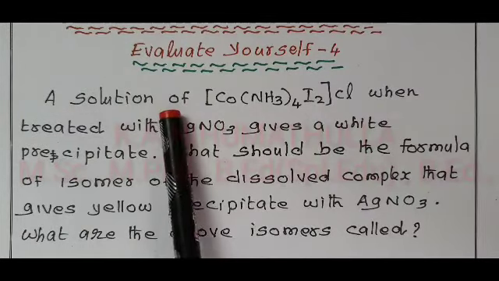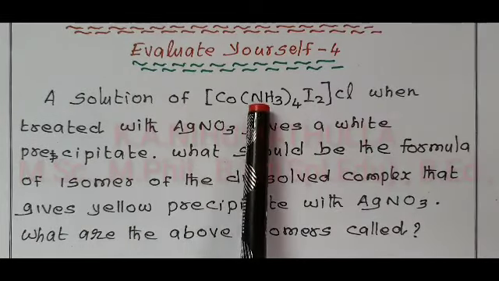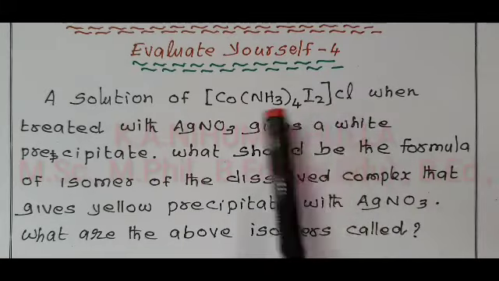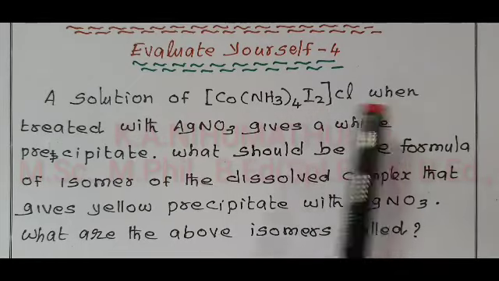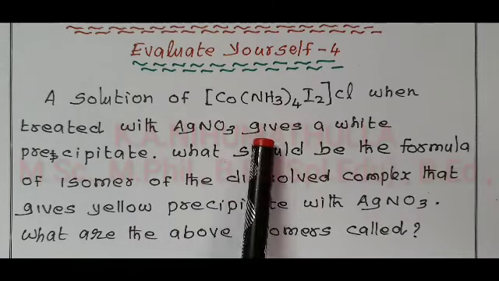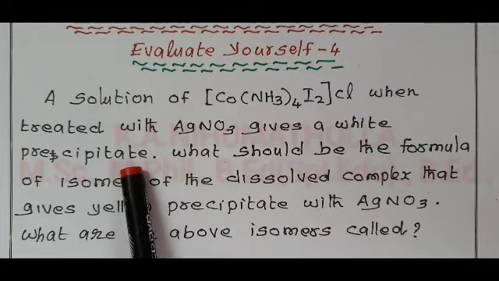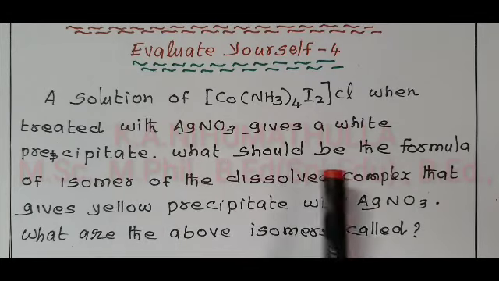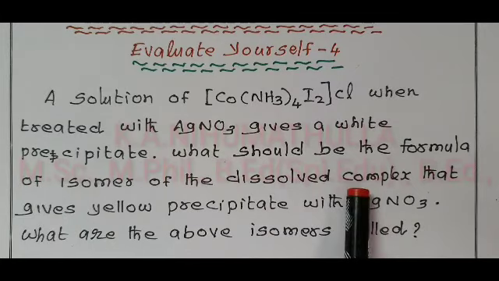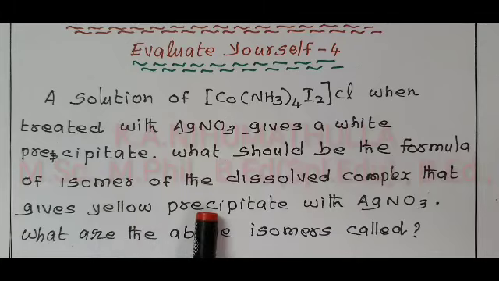A solution of [Co(NH3)4I2]Cl, I will write the IUPAC name, when treated with silver nitrate gives a white precipitate. What should be the formula of the isomer of the dissolved complex that gives a yellow precipitate with silver nitrate? What are the above isomers called?